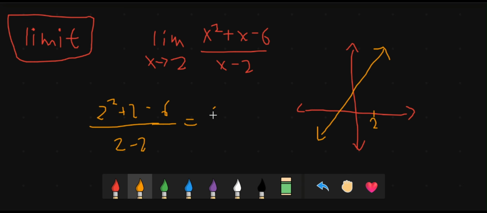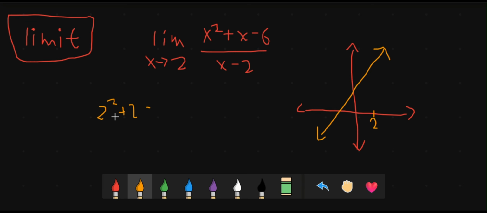And let's see, that's 0 over 0. That's going to be a problem. We can't divide by 0. So what is the way to do this? Well, we're going to have to test values really, really close to 2.